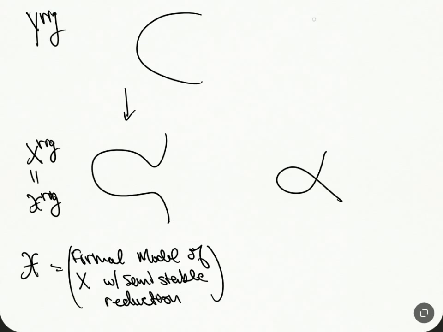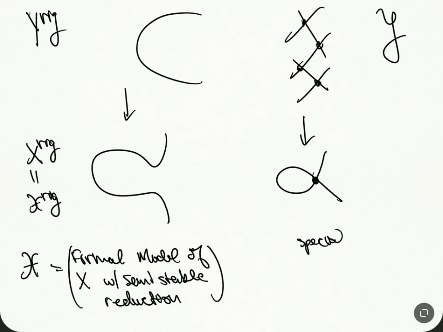Okay, and it turns out that we can thicken this whole thing up to give some formal model here. So this is the special fiber, and this is the generic fiber. The generic fiber here is just a copy of G_m. Eventually we're going to go to the double dots, but I want to describe the undotted situation first.